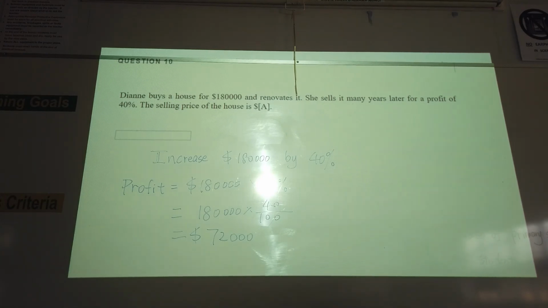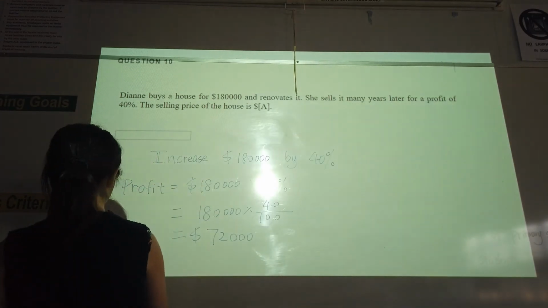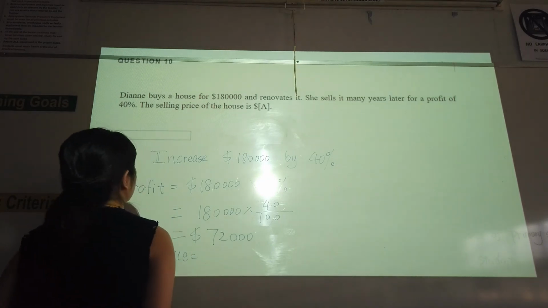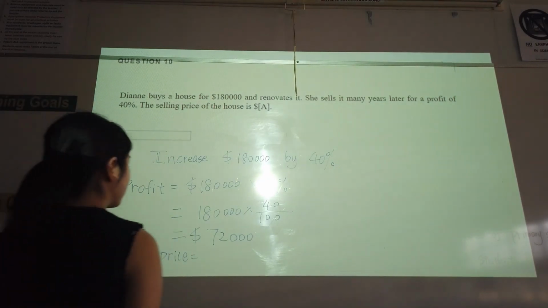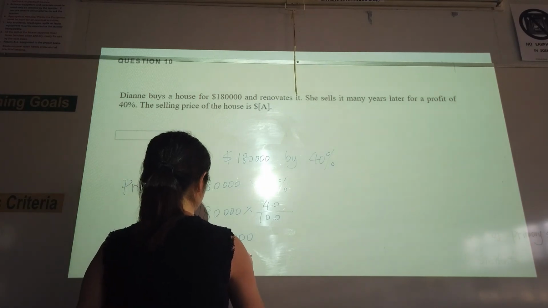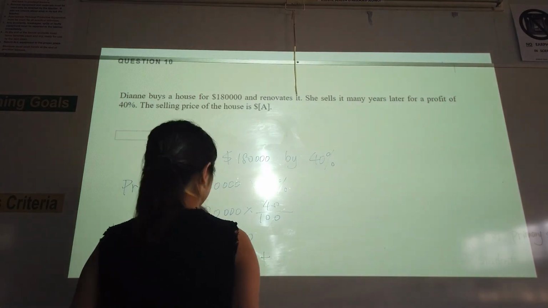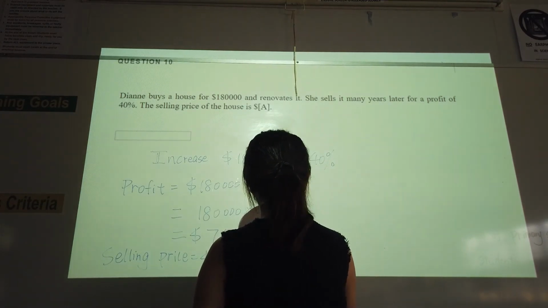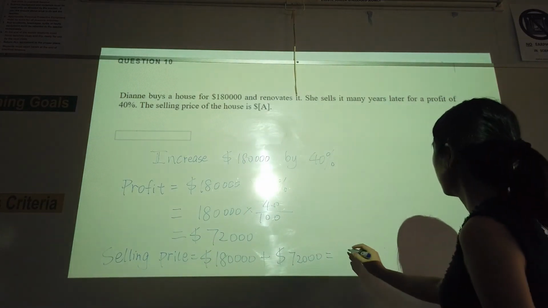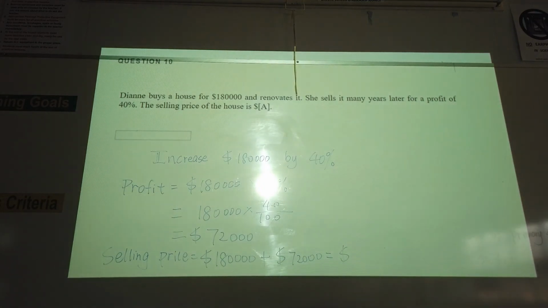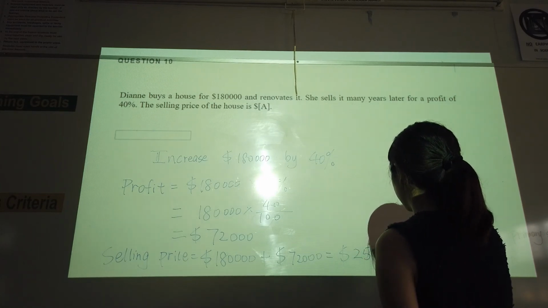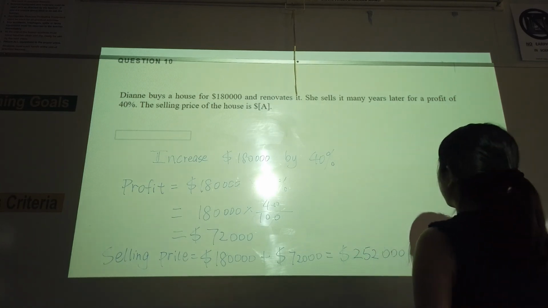Now we get the profit, we can calculate the selling price, which is the price that Dianne paid for the house, $180,000, plus the profit that she made by selling the house. Therefore, the selling price is $252,000.